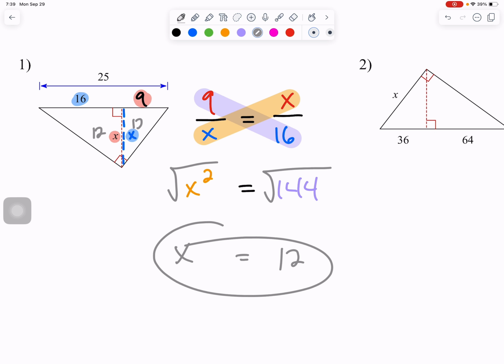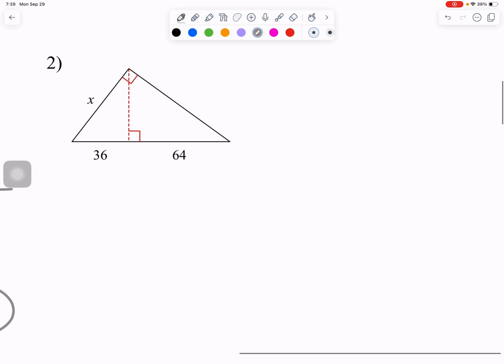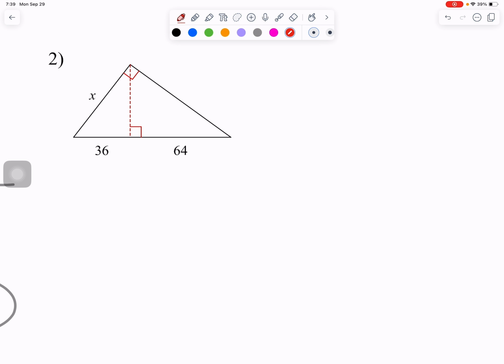So this is 12. Also, this is 12 because the smaller triangle and this larger triangle share the same side. All right, so I want you to try one on your own. Number two, I don't even think we really covered much in class, but don't sweat it.